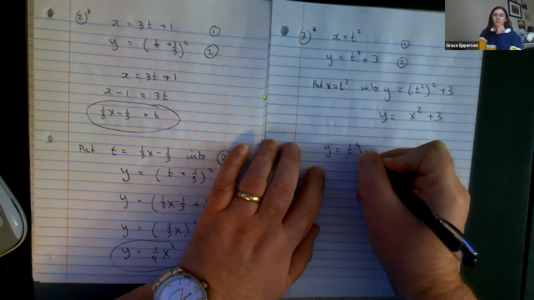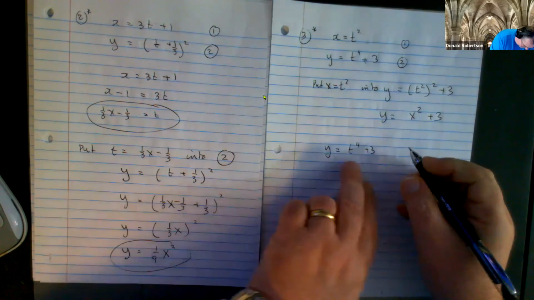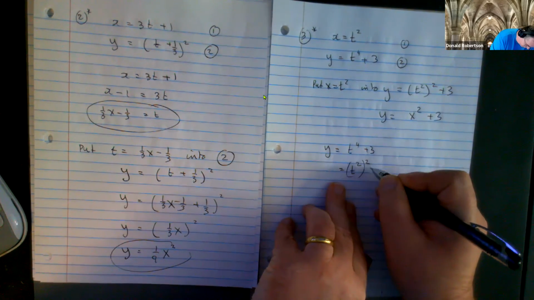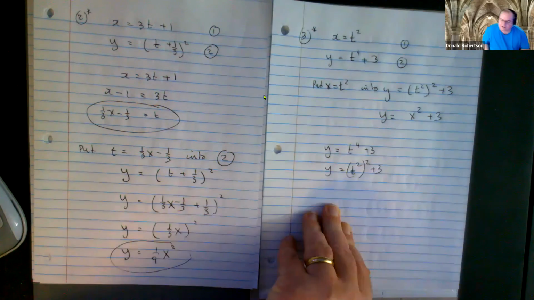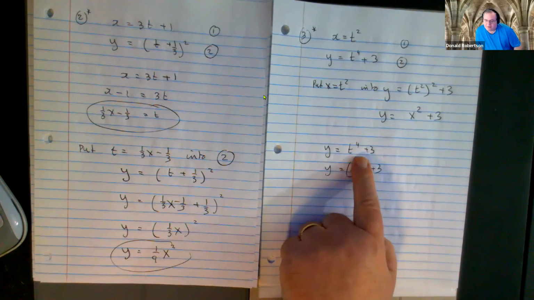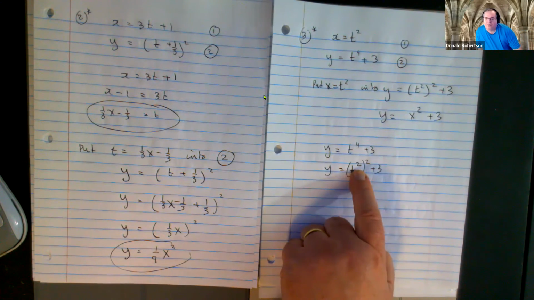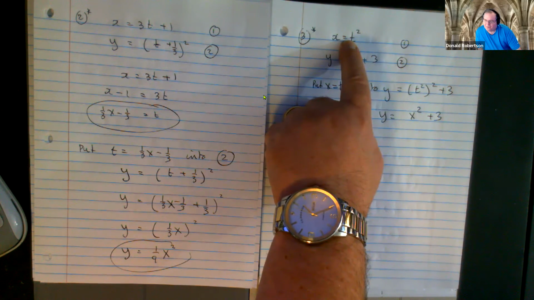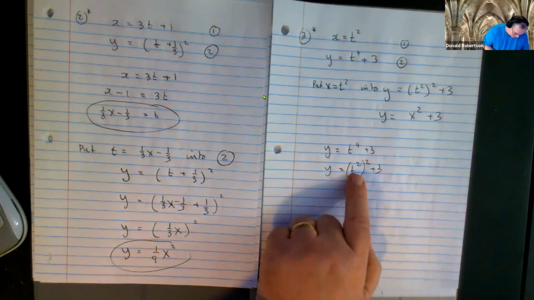I'm looking at this and I'm saying, oh, wait a minute. T to the power of 4 can be written as t squared squared. Are you happy with that one? Now, why t squared? Well, wait a minute. X is t squared. So that can become an x.